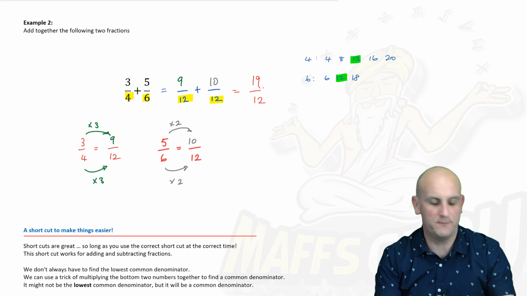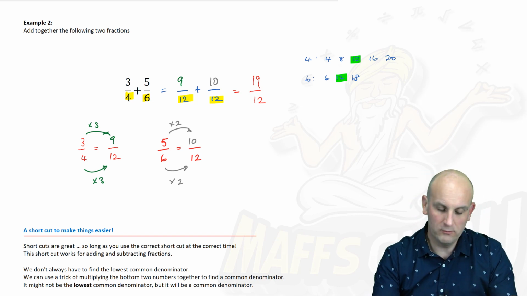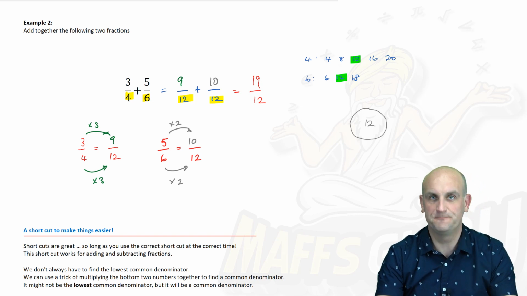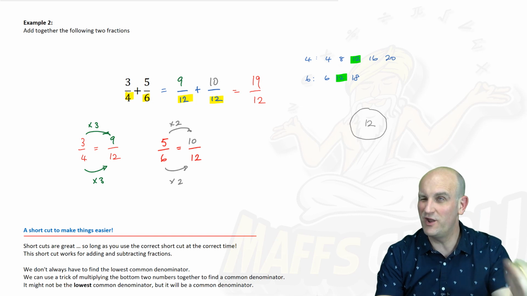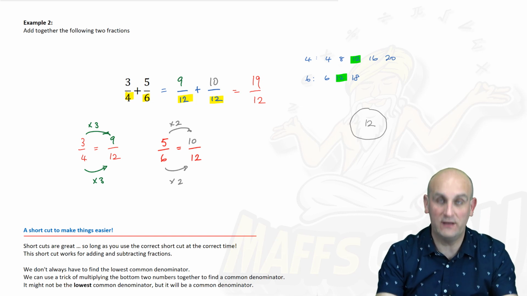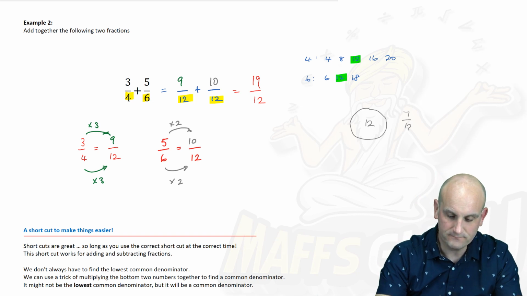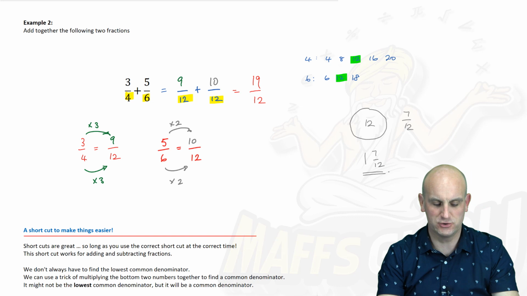No, because I've got a top-heavy fraction. Right, so 19 on 12. So I've got one whole cake. That's taken 12 pieces. How many pieces are left? Well, I've got 19. I've taken 12 out to make a whole cake. That leaves me 7 pieces left. And there we go. So I've got one whole cake and 7/12 as my mixed fraction.